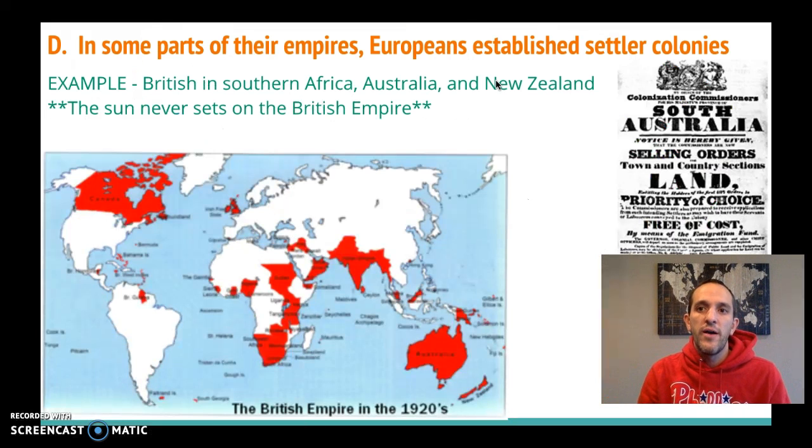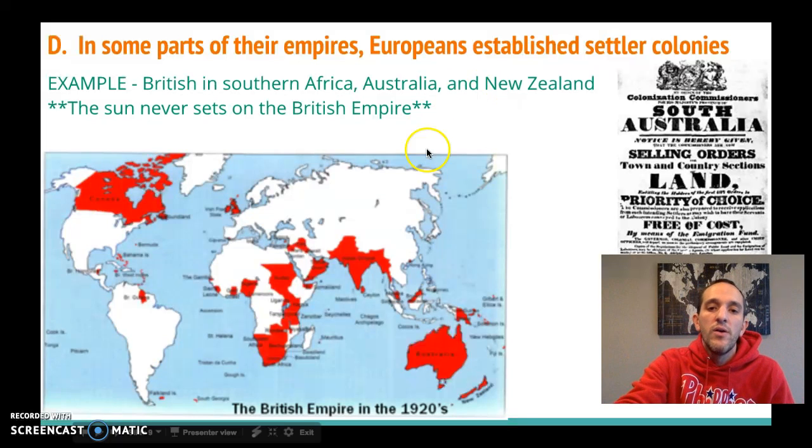A couple other things. In some parts of these empires, Europeans are going to establish settler colonies. By settler colonies, I mean the British are going to encourage, or some Europeans are going to actually encourage people from their country to go and settle and form these colonies. So we're not just sending a couple military people to enforce, we're trying to send a whole bunch of people into this area. One example.